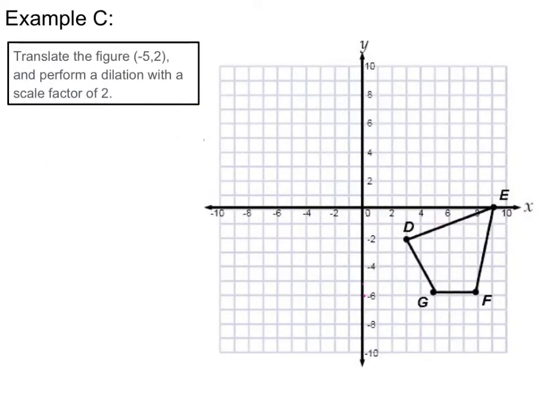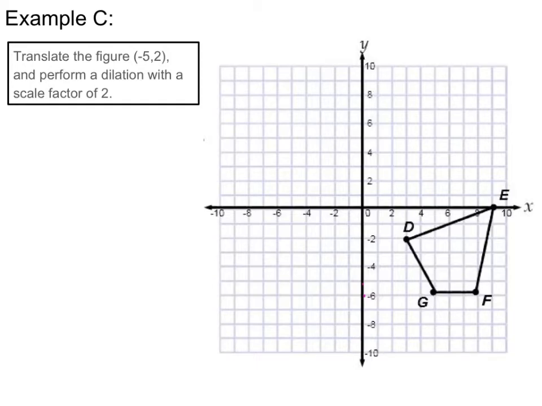Here we are at example C, and it says translate the figure negative 5, 2 and perform a dilation with a scale factor of 2. Now it's not asking for any of our points this time, and it gave us a picture on the graph, so I feel like this time we're going to have to do a lot of counting and then do our multiplication all on our own, because dilation, again, requires multiplication. So let's start with our first transformation, which is we're going to be translating left 5 and up 2.